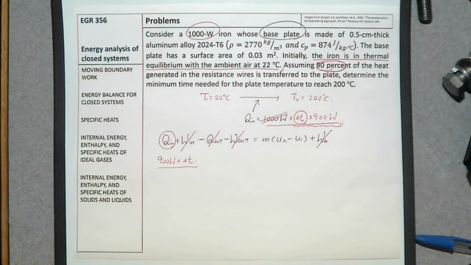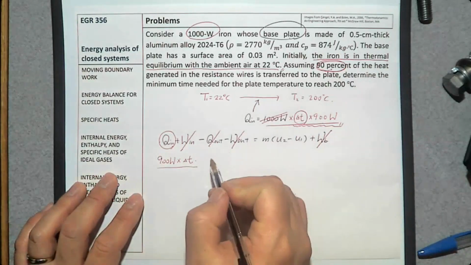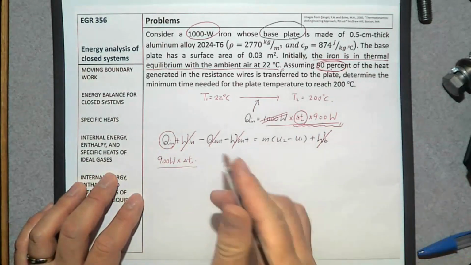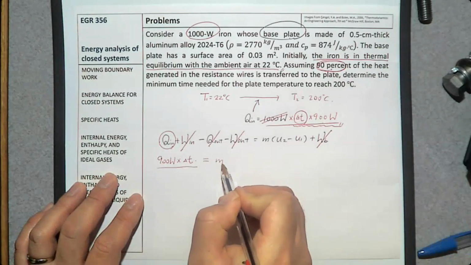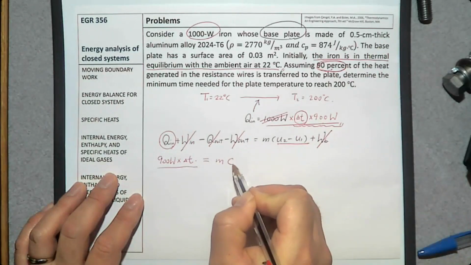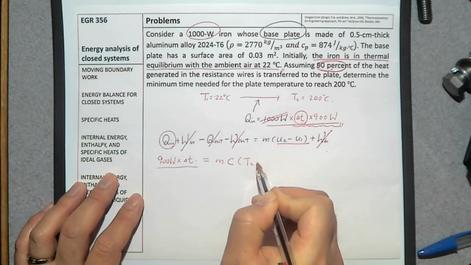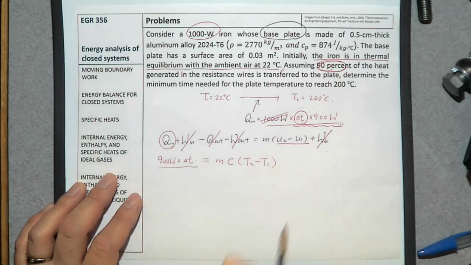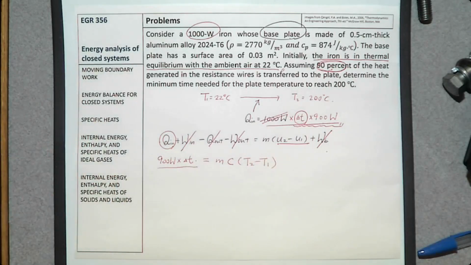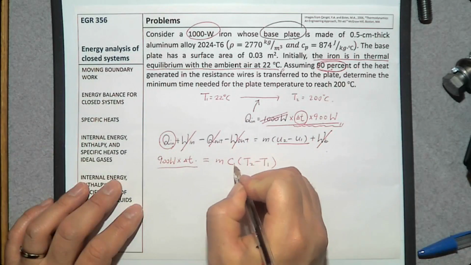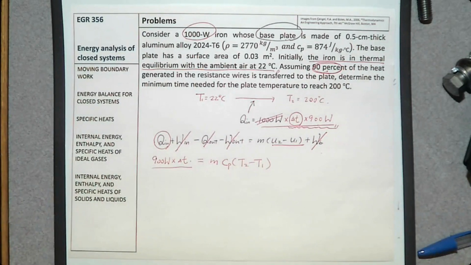So what do you have? Mass times U2 minus U1. Then how can you determine U2 minus U1? Using specific heat. Mass times C, specific heat, times T2 minus T1. But many people like to say Cp. So don't get confused.